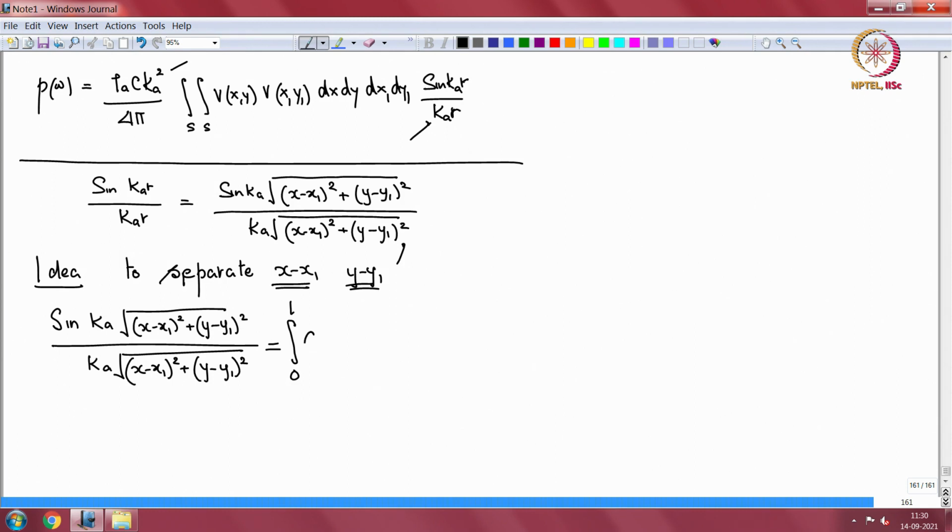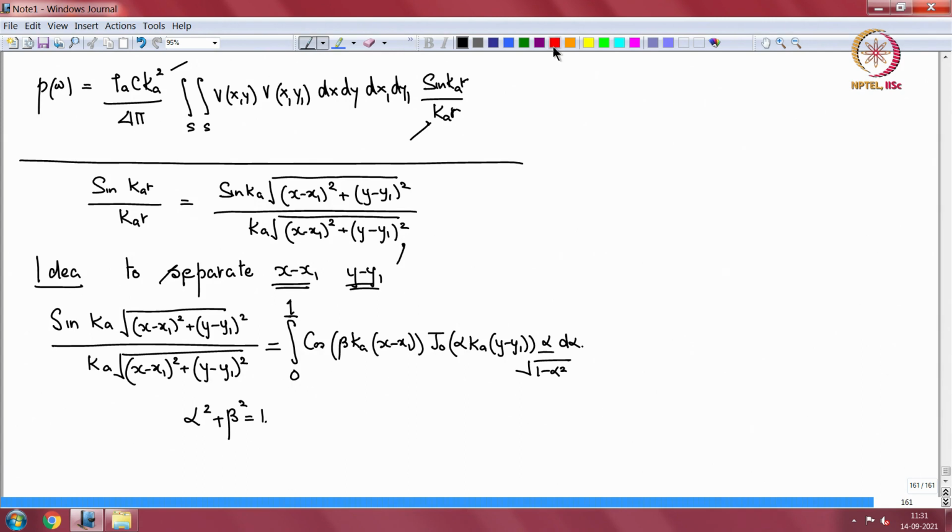Okay. cos(beta ka (x minus x1)) J0(alpha ka (y minus y1)) into alpha by square root of 1 minus alpha squared d alpha. Alpha and beta are arbitrary numbers, alpha squared plus beta squared is equal to 1. Okay, the integral from 0 to 1.